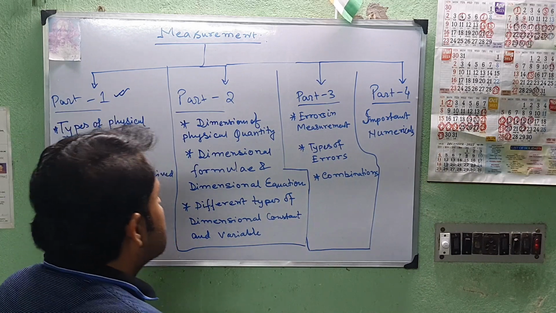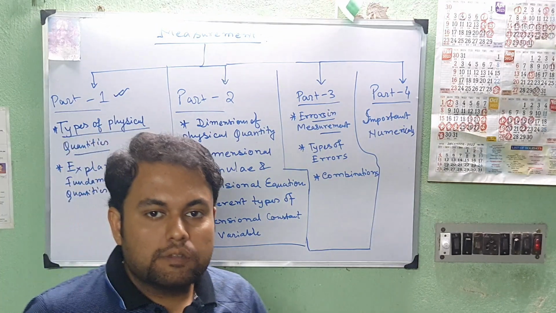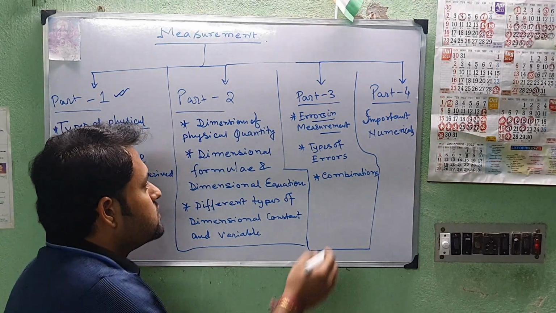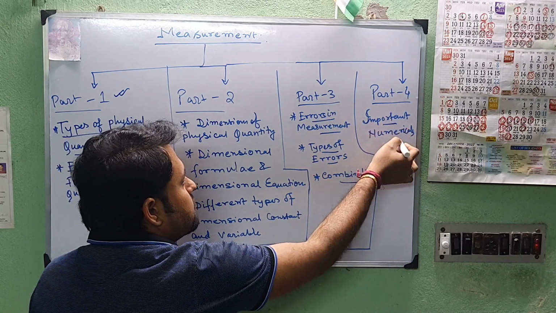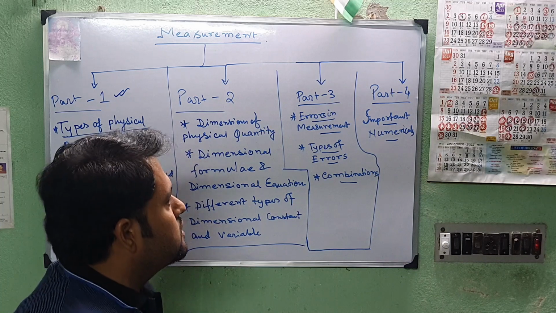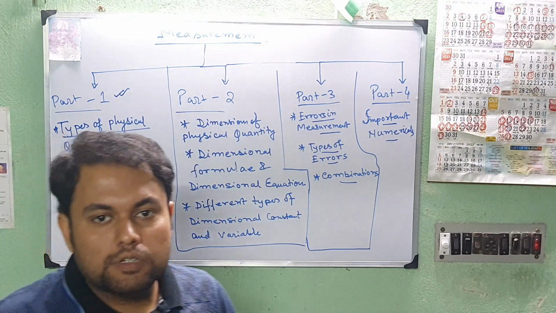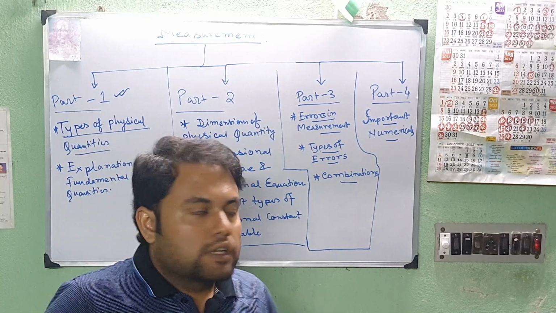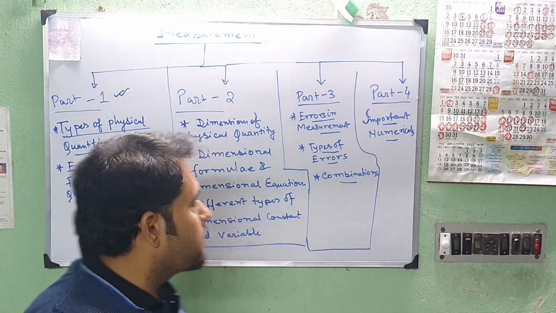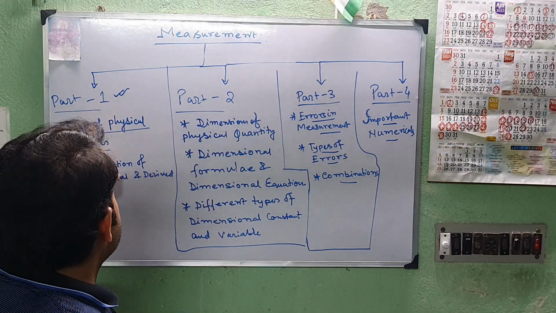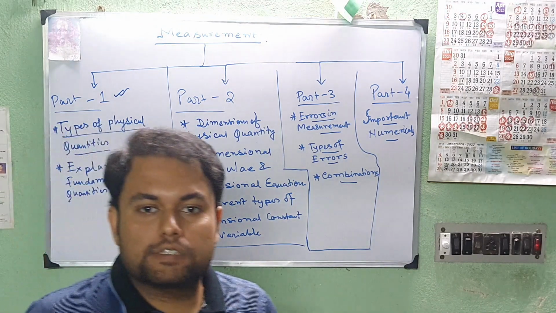Part 3 is nothing but the errors in measurement, types of errors, combinations, and part 4 consists of important numericals. So now I am going to the first part, that is types of physical quantities, which is presented in the next video.